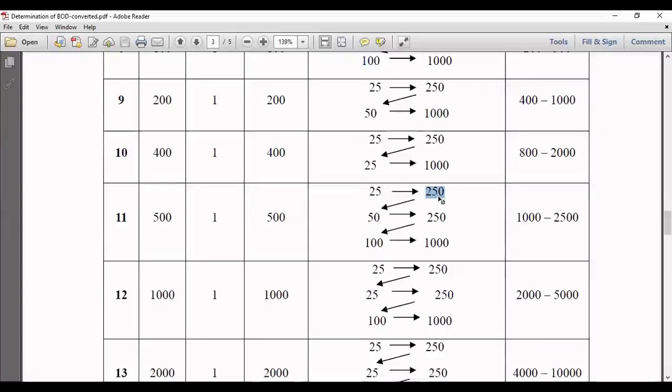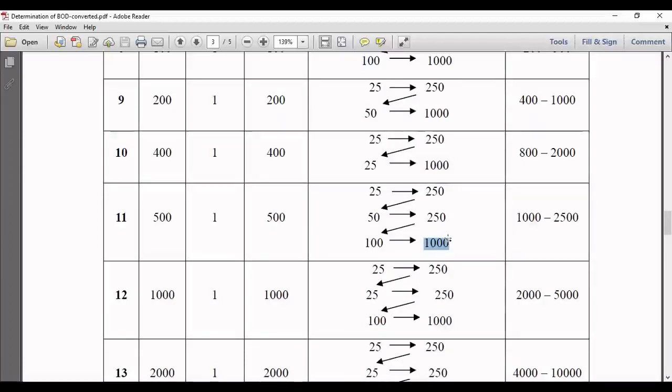From that measuring cylinder, we are going to extract 50 ml of sample, and further dilute it to 250 ml. Then we are going to extract 100 ml of the sample from the previous 250 ml measuring cylinder, and dilute it to 1000 ml, right?